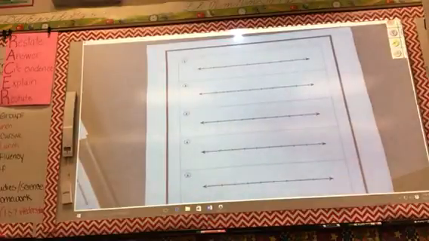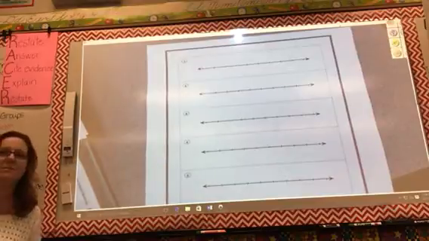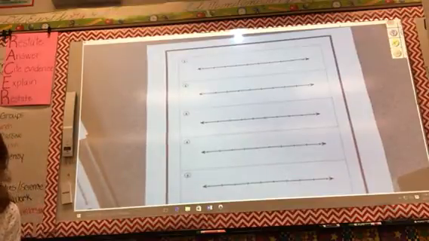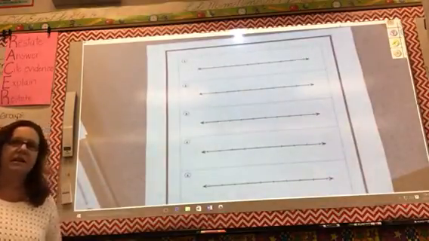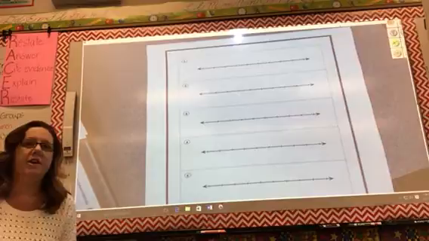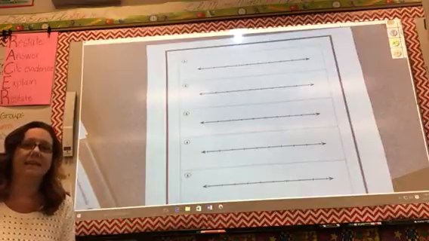Okay guys, third graders, are you ready for elapsed time? Okay, so what elapsed time is if you want to know how long something lasts.